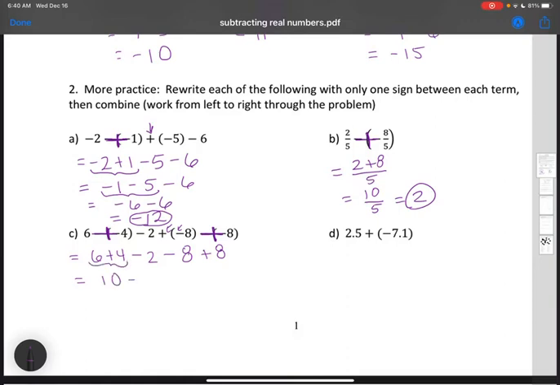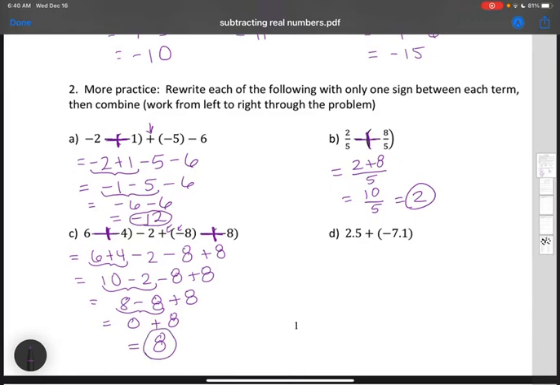So there's 10. I'm just going to rewrite the rest. Now I have 10 minus 2. Bring down the rest. 8 minus 8 is 0. Finally, my answer is 8.